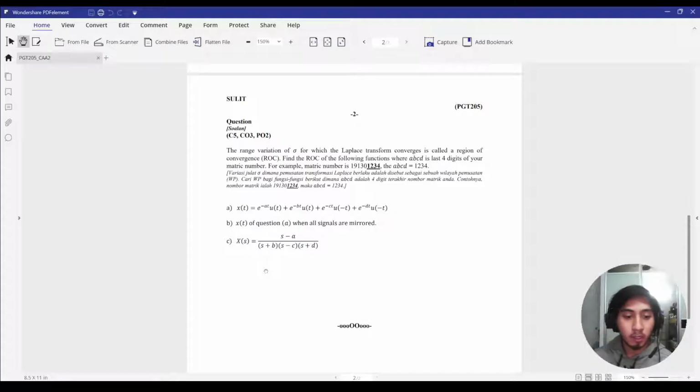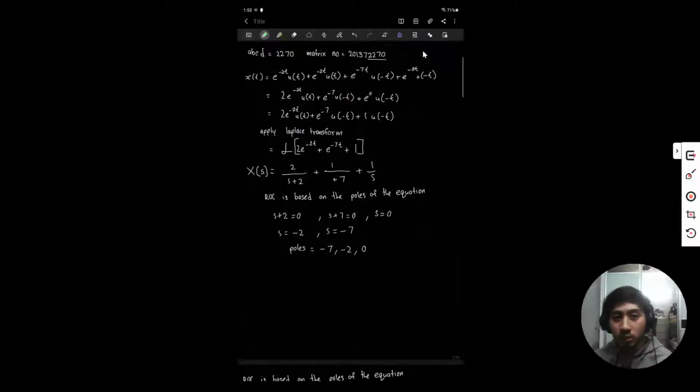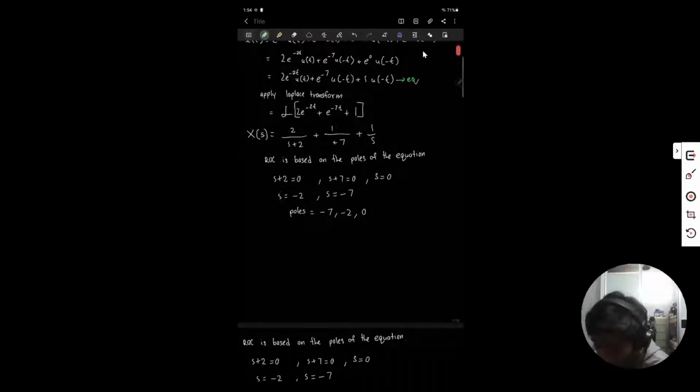So I'll be showing my screen for this question. So this is the question. We have to base it on our number matrix. I take my number matrix, which is 2270 for my ABCD. We exchange the ABCD with 2270, so we get this equation after we change the values of A, B, C, D.